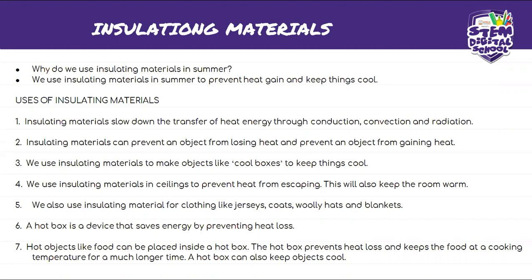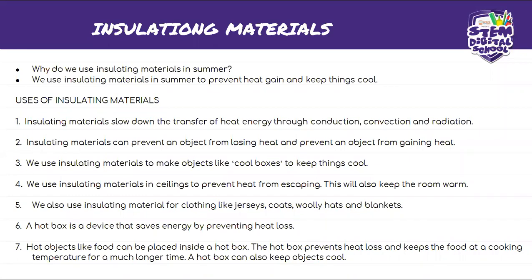We also said that we use insulating materials to make objects like cool boxes to keep things cool. We use insulating materials in ceilings to prevent heat from escaping. This will also keep the room warm. We also use insulating materials for clothing like jerseys, coats, woolies, hats, and blankets.